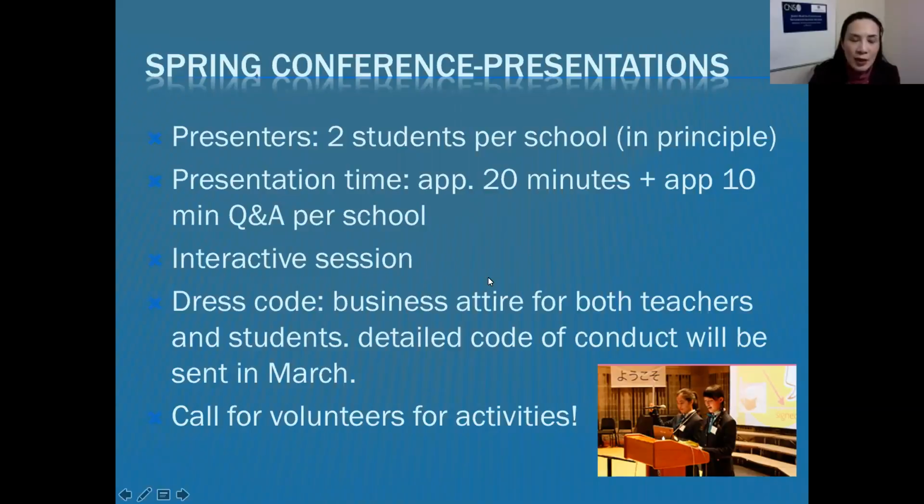Then, in addition to each school's presentation, we plan to have some interactive sessions, such as a quiz and some group activities. And we also have keynote speakers. Then again, in terms of dress code, please wear business attire, both teachers and students. And I will send you the detailed dress code and also the code of conduct sometime in March.